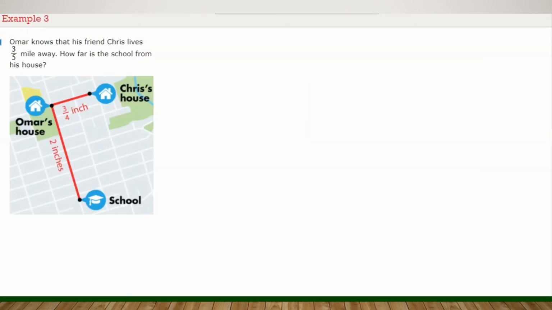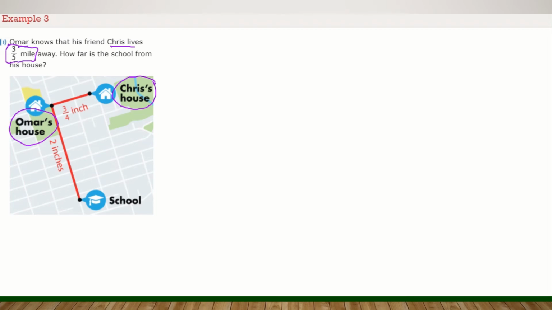Omar knows that his friend Chris lives 3/5 of a mile away. How far is the school from his house? All right, so we are working with something we call a scale drawing, and we'll get more in depth with this in a different lesson. So we need to focus on Chris' house and Omar's house. Well, up here it says Omar knows that his friend Chris lives 3/5 miles away.